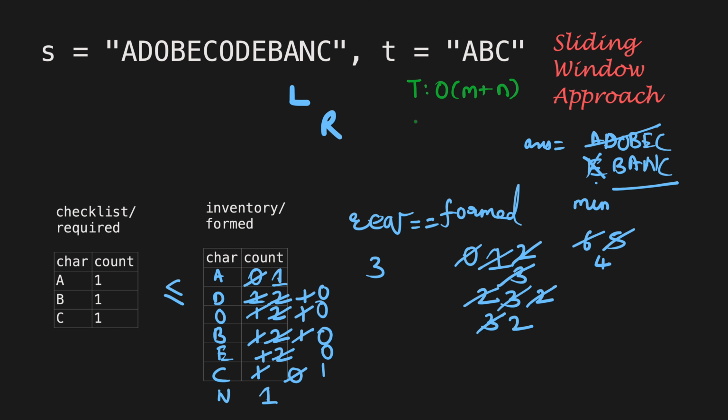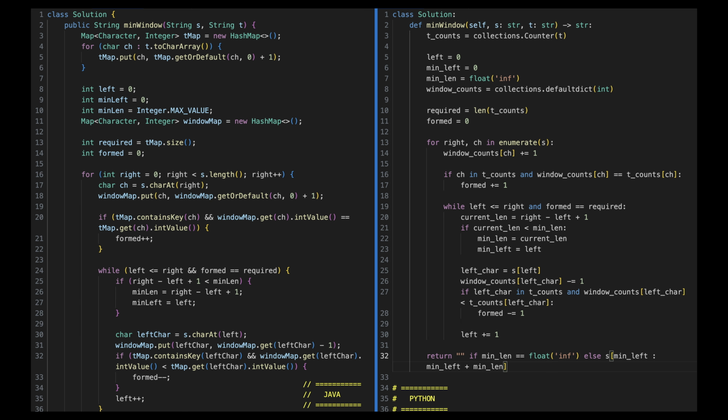And the space complexity will be O of M plus N, where these characters represent the number of unique characters in the given strings. Here is a quick code walkthrough of the algorithm we just talked about, with Java code on the left and Python on the right. First, we need to know what characters we are looking for and how many of each.